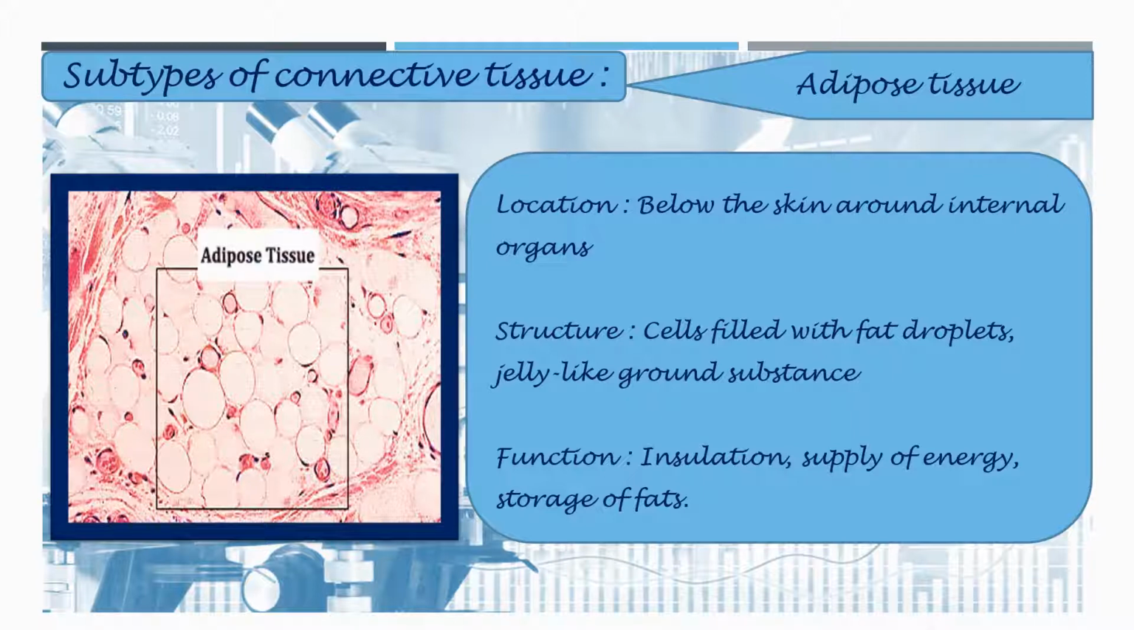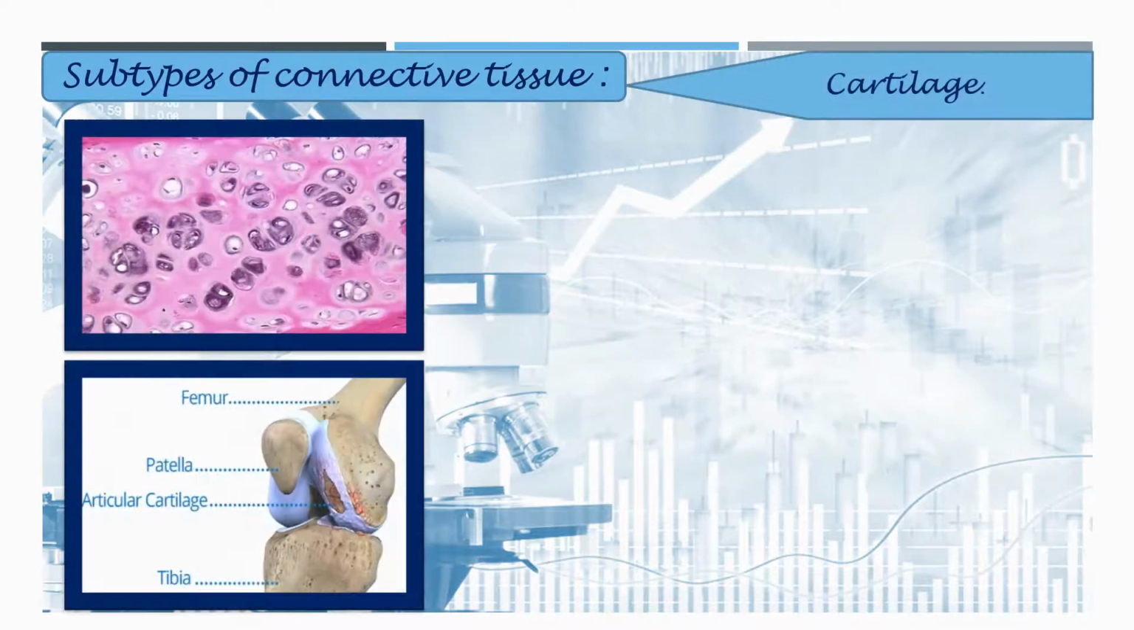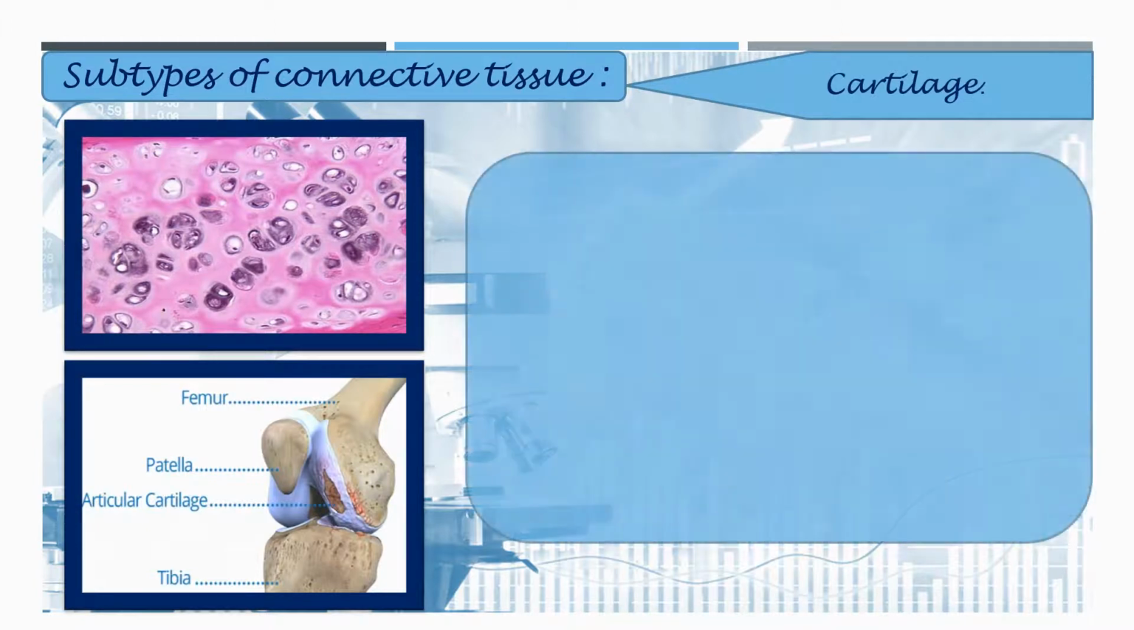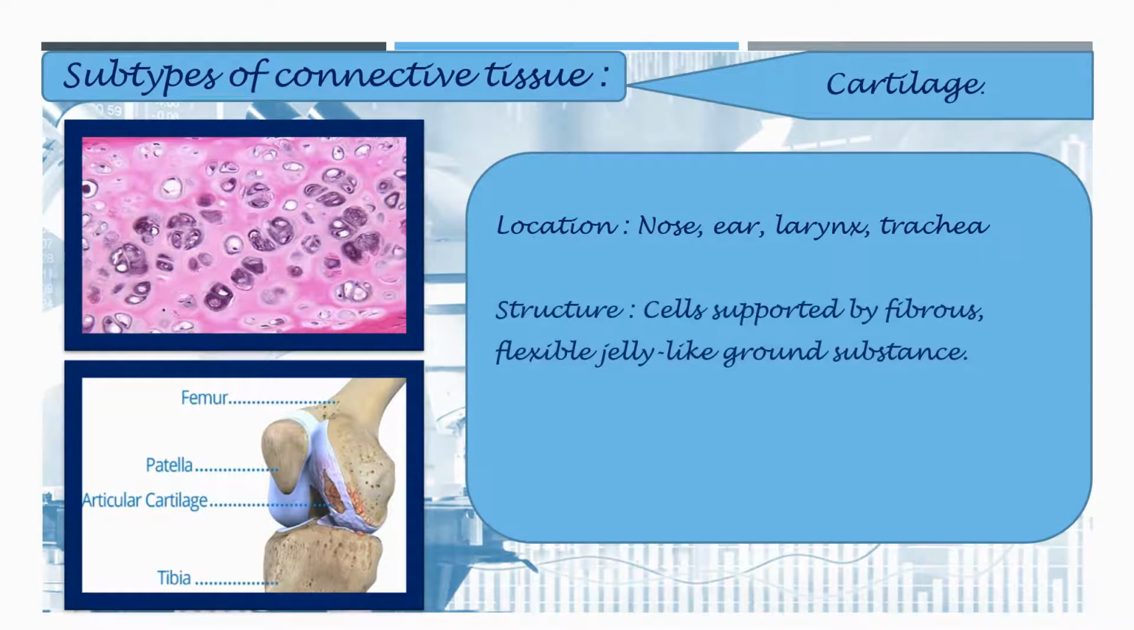Now the next subtype of connective tissue is cartilage. Cartilage is located in the nose, ear, larynx and trachea. The structure of cartilage is that cells are supported by fibrous, flexible, jelly-like ground substance, and the function of cartilage is that it lubricates the surfaces of bones and gives support and shape to organs.